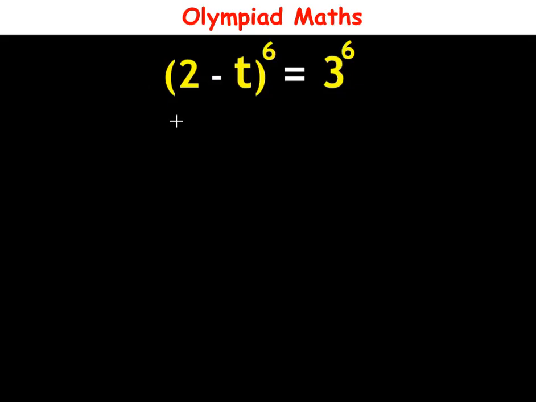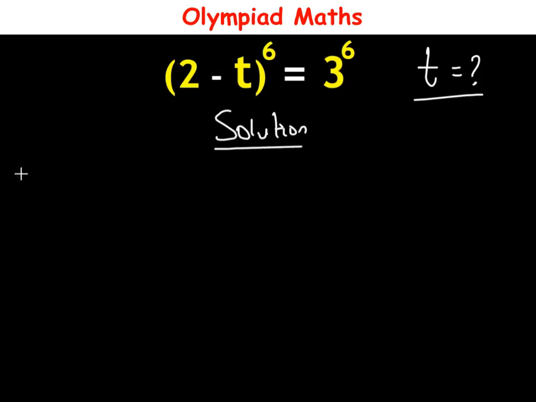Hello, in this video let us solve this question. We have (2 − t)^6 = 3^6. Solve for the value of t. To solve this, the question is (2 − t)^6 = 3^6.